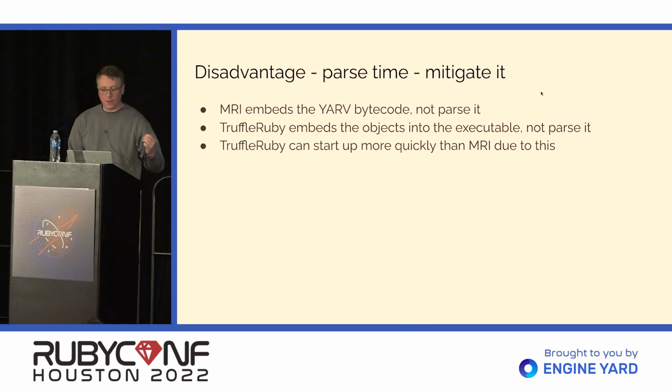TruffleRuby goes even further. It embeds the objects generated by parsing the code into the executable. So again, it's not parsing it. This is really effective at mitigating it. TruffleRuby can actually start up more quickly than MRI in some situations due to this. And Benoit Deloze has a blog post about how this is possible. So again, counterintuitively, you think Ruby code would be slower. You think it'd be slower to start up. Actually, it could be faster.